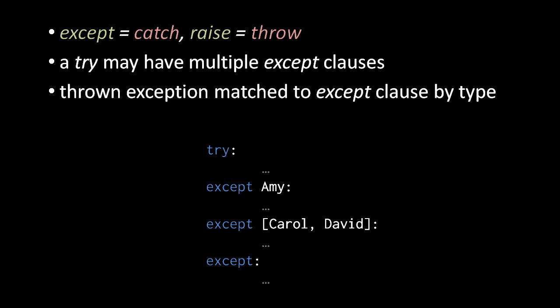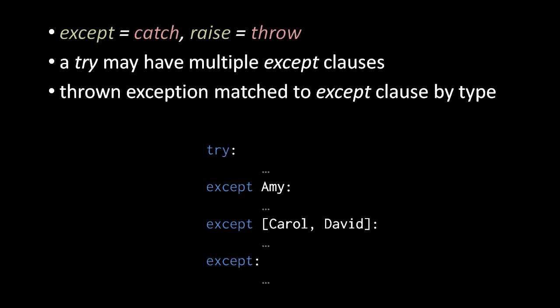So if in the try block here an exception is thrown, Python tests whether or not that exception is considered an instance of the Amy class. So it must either be an instance of the Amy class directly, or it must be some instance of a descendant of Amy. And if that test proves true, if the exception is an instance of the Amy class, then that first except clause is the one that runs.